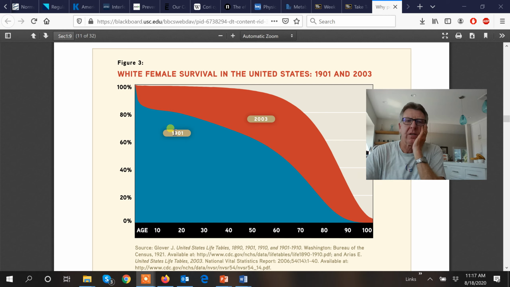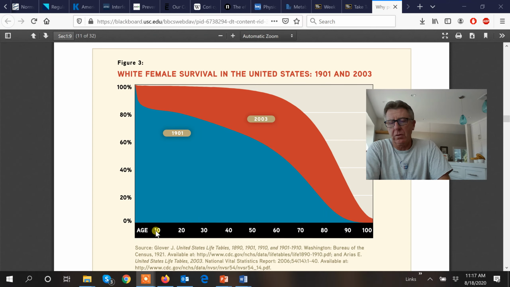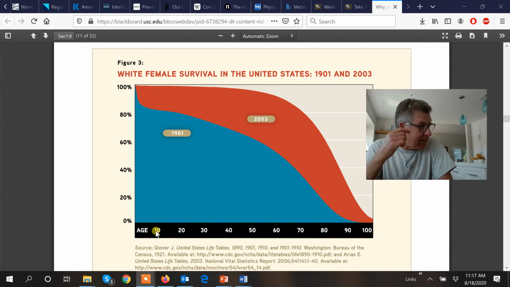In 1901, we had this infant mortality, right here. You lost 20% of the population by age 10. Why was that? We had no clue in terms of public health, in terms of infectious disease and hygiene and things like that. There was a lot of work-related deaths. Now there's dramatic improvements. So we look here at 2003, and pretty much 99.9% of the population survives to age 10.